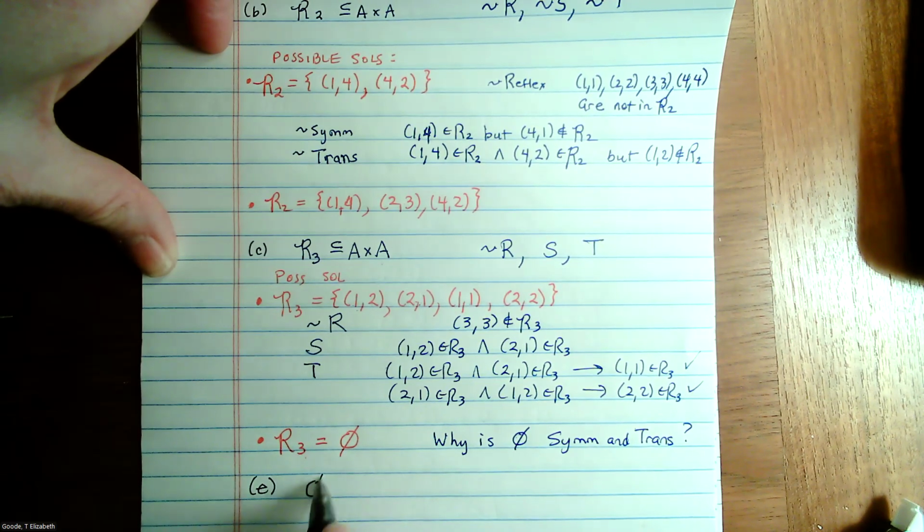The empty set has no ordered pairs at all. There's not an ordered pair in there that's empty set, comma, empty set. There's no ordered pair in there at all.